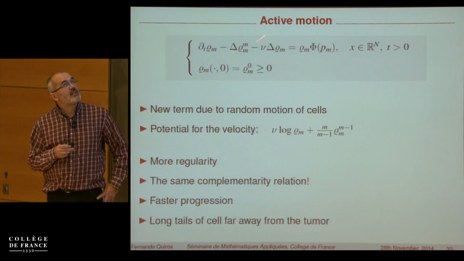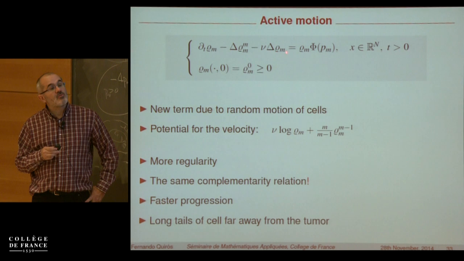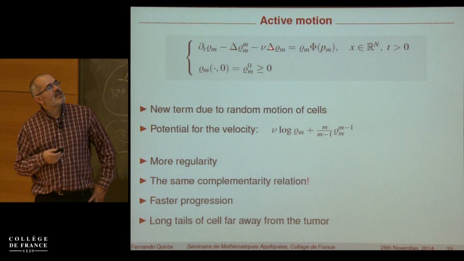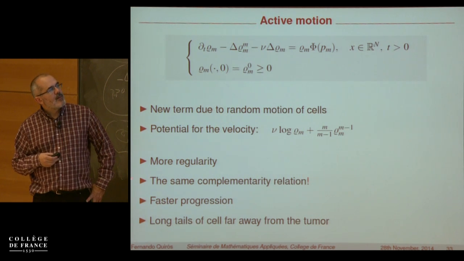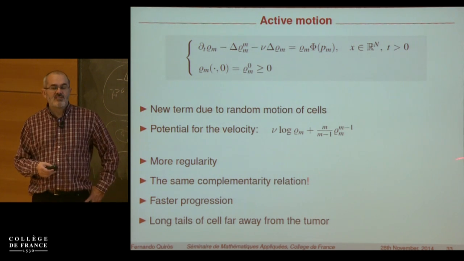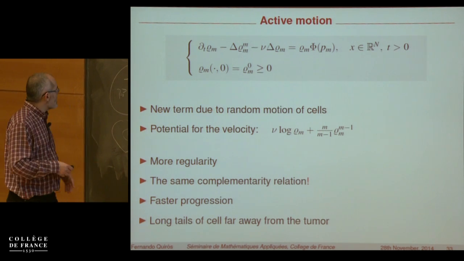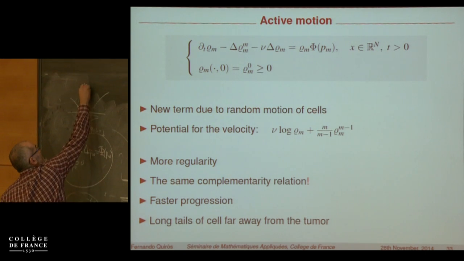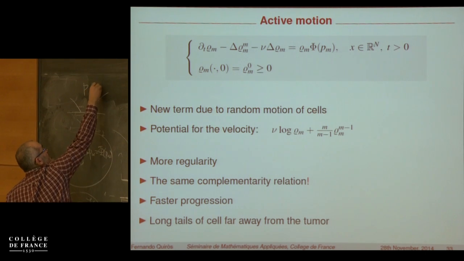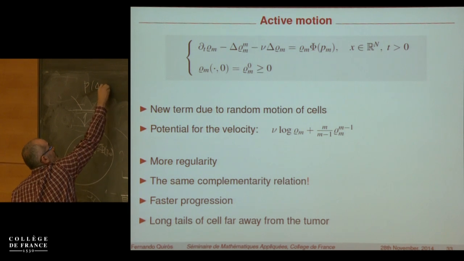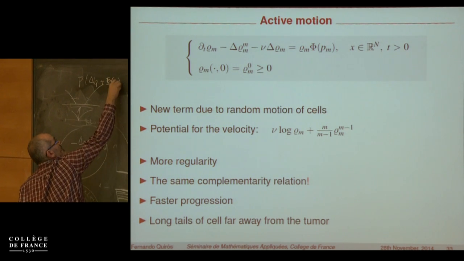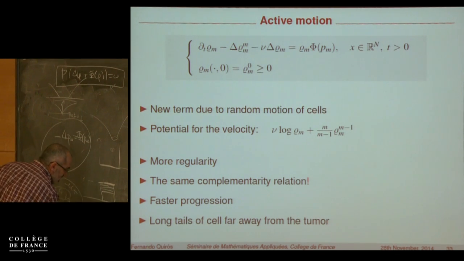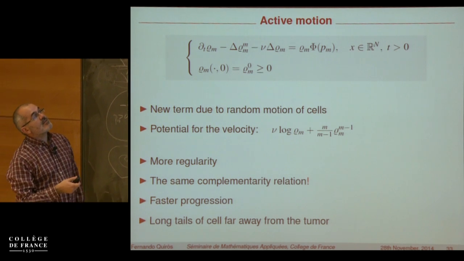But what's the effect of having this diffusion term? You will get more regularity. It's regularizing; it's not degenerate anymore before passing to the limit. And you get the same complementarity relation, I mean this relation, P times (Laplace P plus phi of P) equals 0. The same one. So at this level, you don't see the effect of the nu.